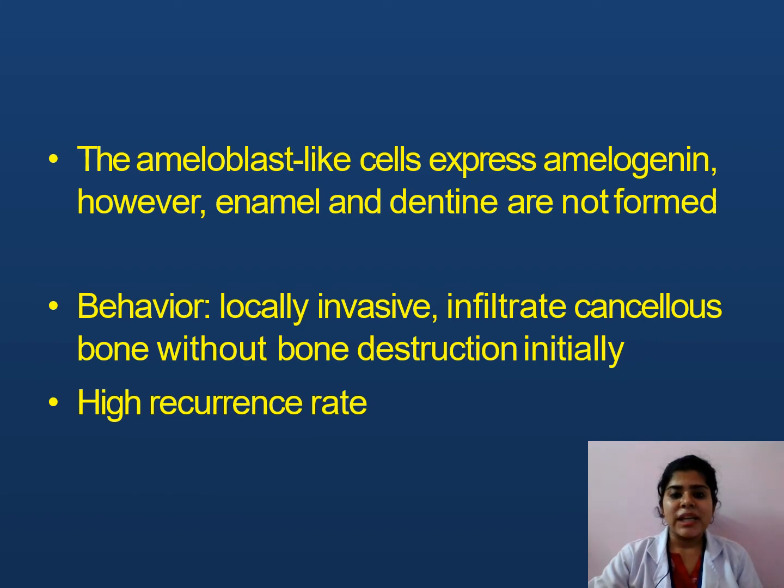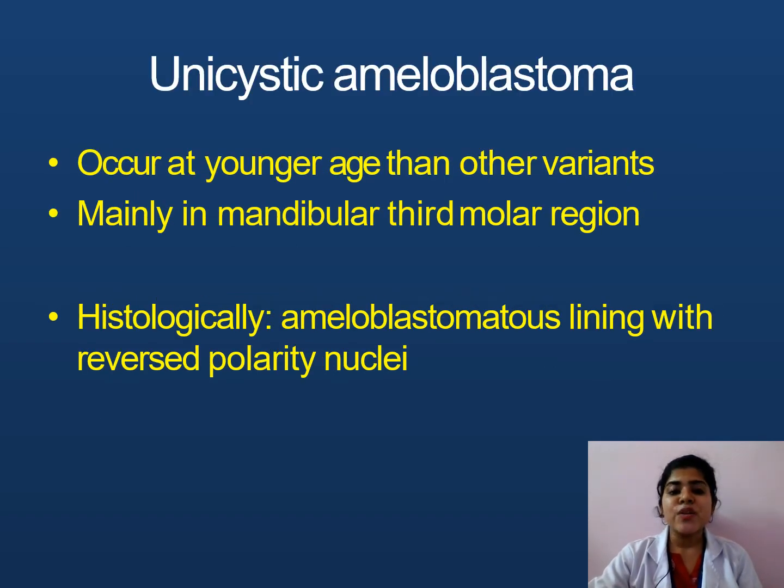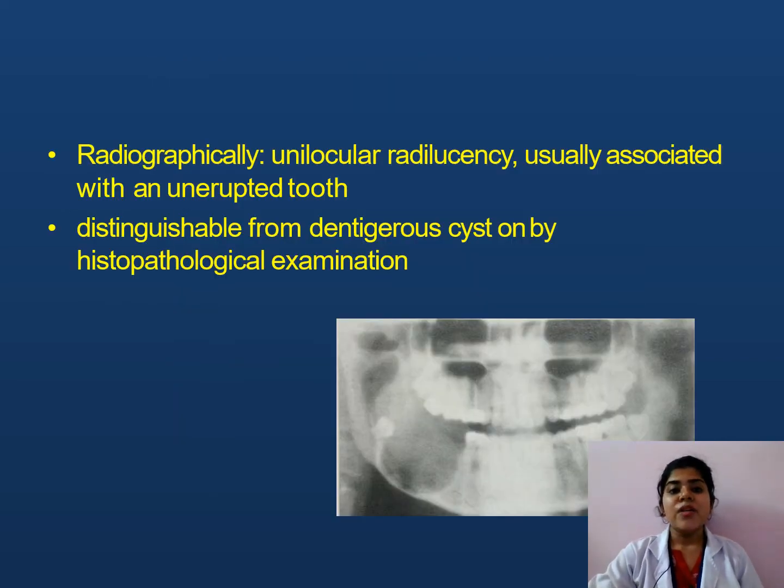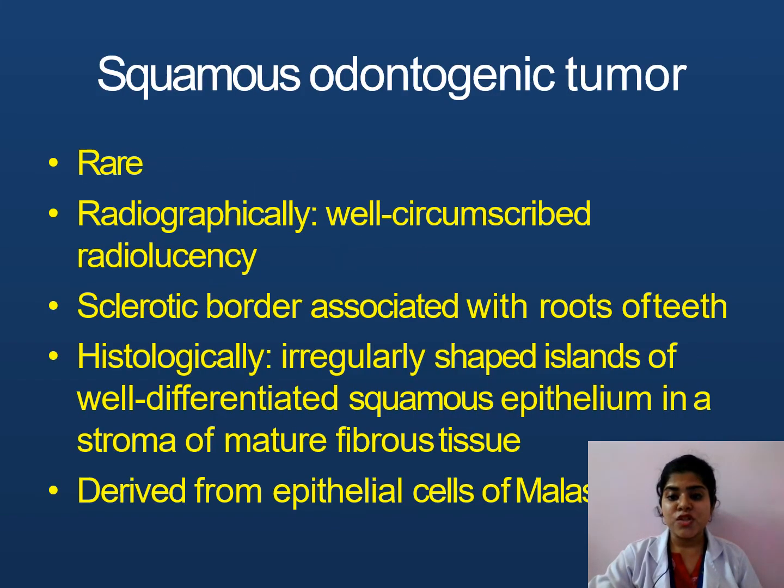The ameloblastoma cells express amelogenin, however, the enamel and dentin are not formed. Behavior: locally invasive, infiltrating cancellous bone without bone destruction initially, with high recurrence rates. Unicystic ameloblastoma occurs at a younger age than the other variants, mainly in the mandibular third molar region. Histologically, ameloblastoma lining with reversed polarity nuclei. Radiographically, unilocular radiolucency, usually associated with an unerupted tooth, distinguishable from a dentigerous cyst only by histopathological examination.